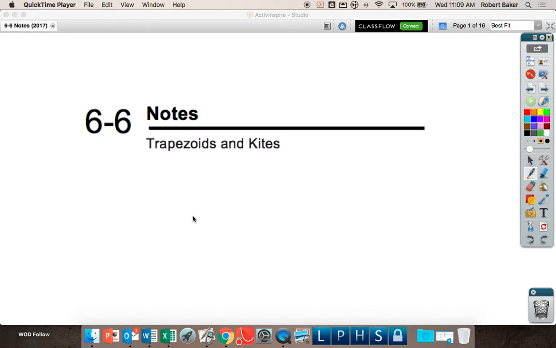Trapezoids are just two other quadrilaterals that are not parallelograms. And it's not like that rectangle, rhombus, square where they all share properties with each other. So let's tackle trapezoid first. Do you know anything about a trapezoid?